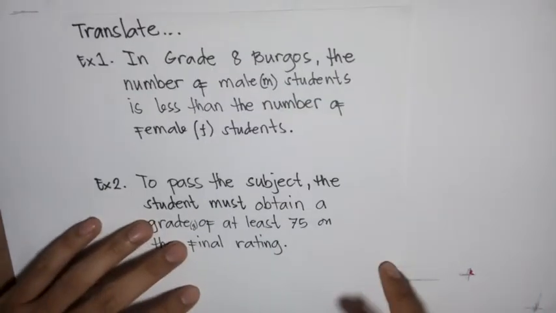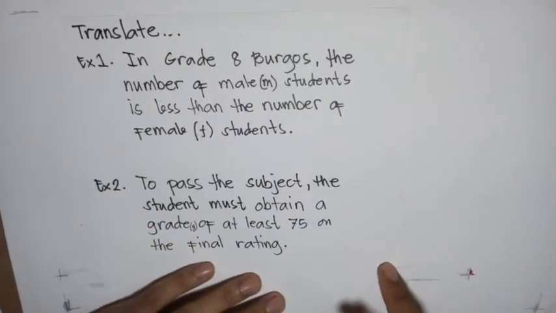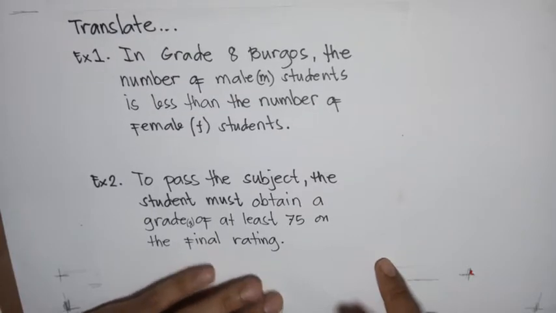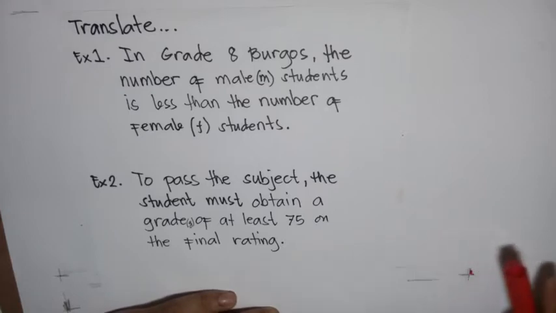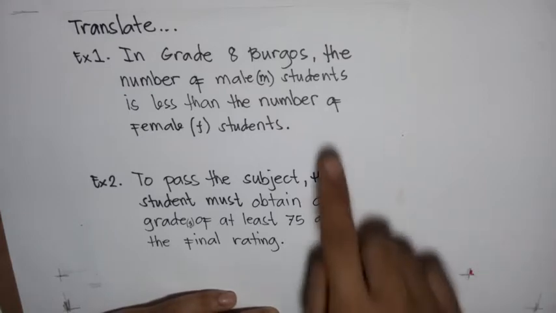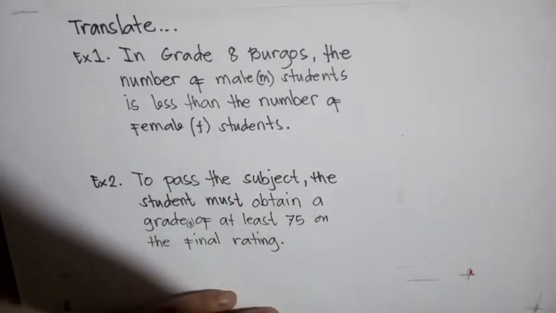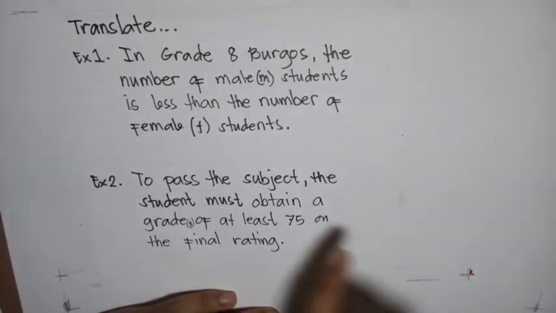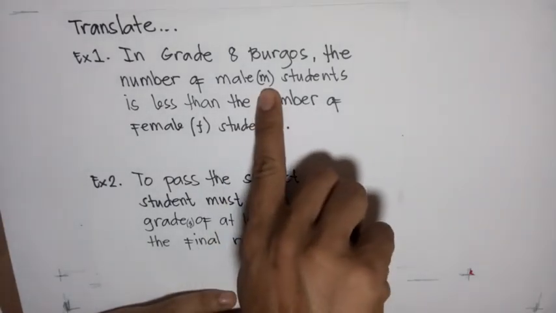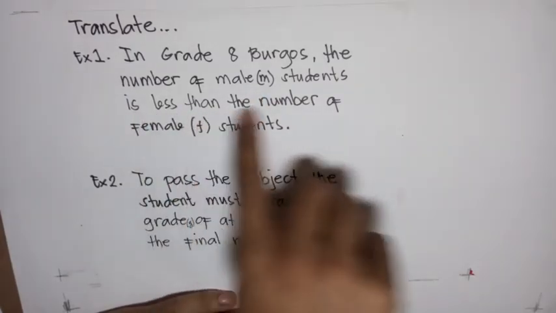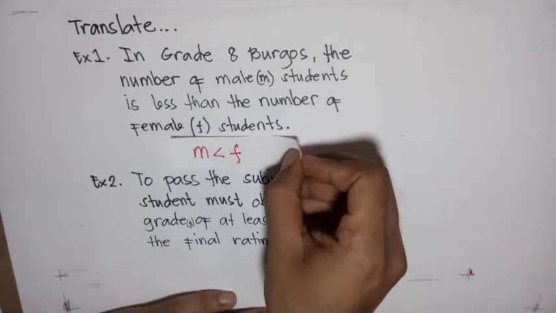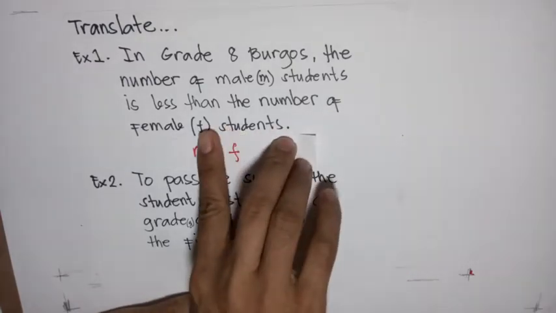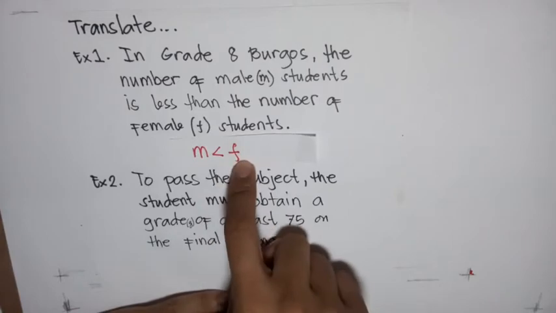Now let's go on to the next thing. Translating. How to translate? For example, number 1. Let's read. In grade 8 Burgos, the number of male M students is less than the number of female F students. So, how to translate it? The variable here is M, the male students, is less than the number of female F students. So, therefore, M is less than F.